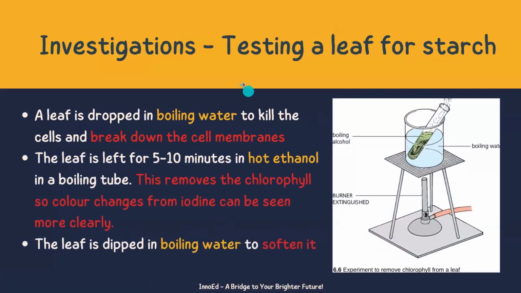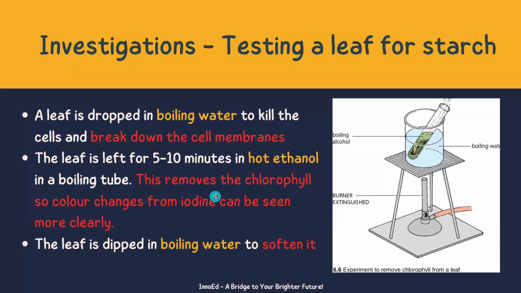Now, let's look at how we test a leaf for starch. A leaf that is about to be tested has to be dipped into boiling water to kill the cells and to break down cell membranes. Then the leaf will be left for a few minutes, for example, 5 to 10 minutes, inside the test tube that is containing hot ethanol.